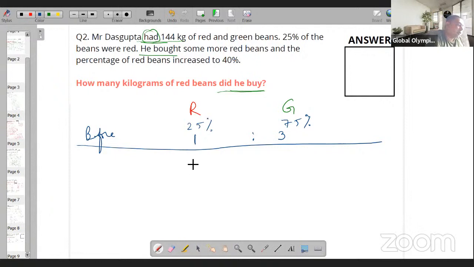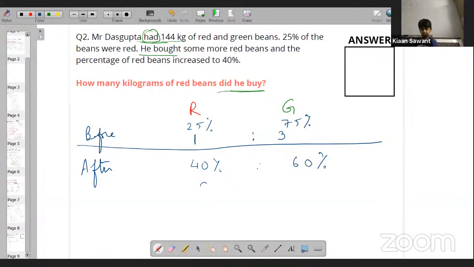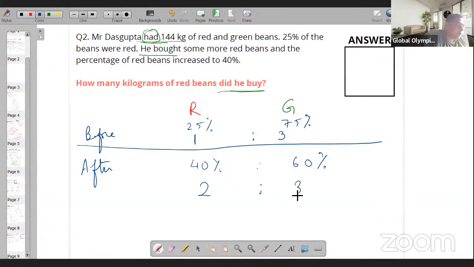In the second scenario, after some red beans were added, what did red become? It became 40%. So how much will green become? Green will be 60%. Correct or not? What is the ratio now? 2:5. 2:3, sorry. 2:3. Correct?